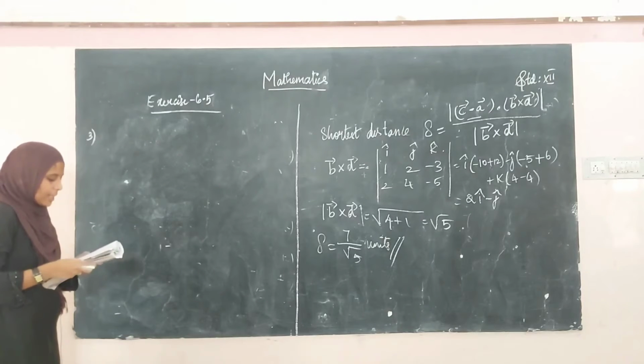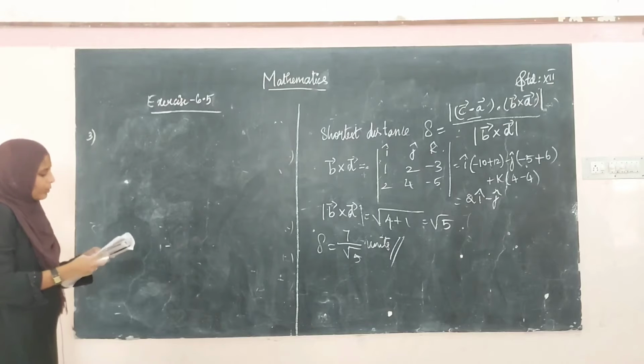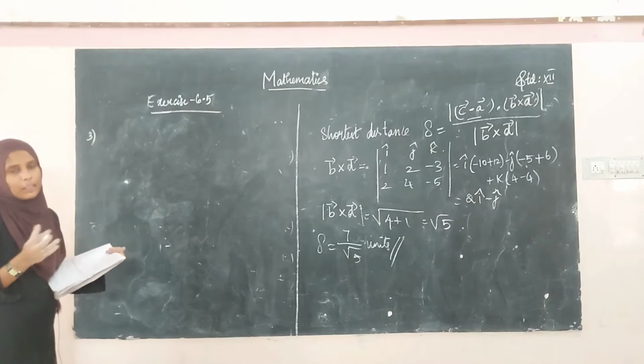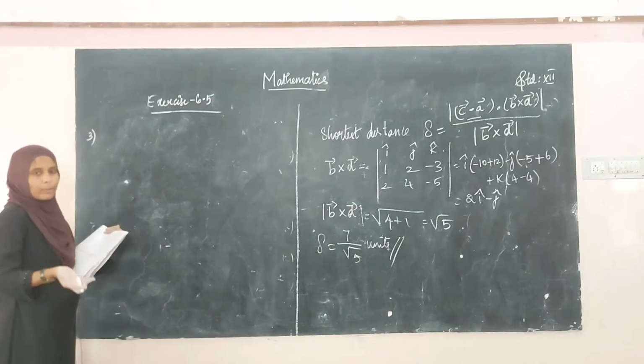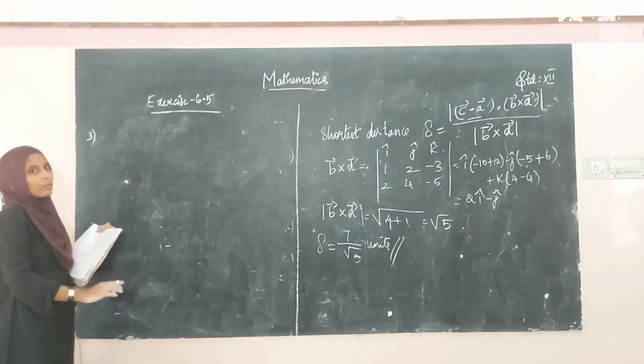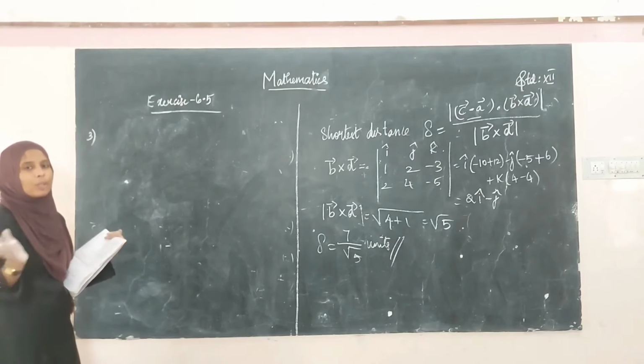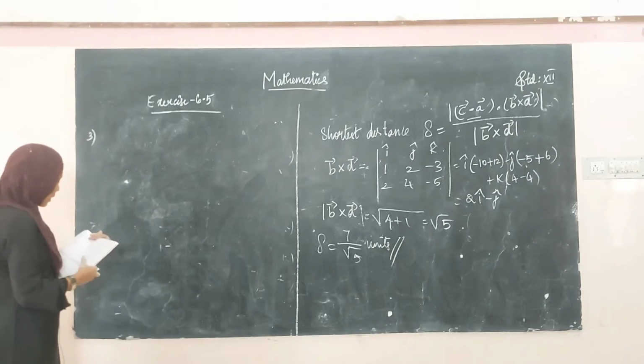If the two lines intersect at a point, find the value of m. Okay, what is that? They are given two lines and it is intersecting at some point. That means we have to find a point from the first equation and a point from the second equation and equate them as equal. Okay, see the first equation.